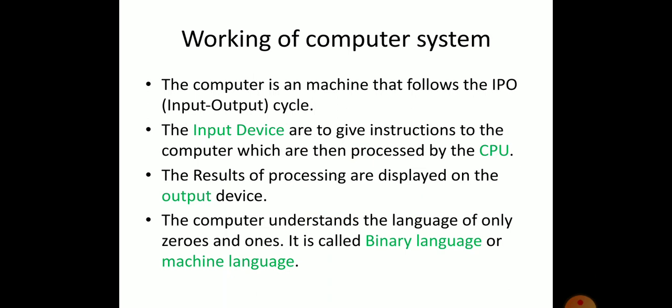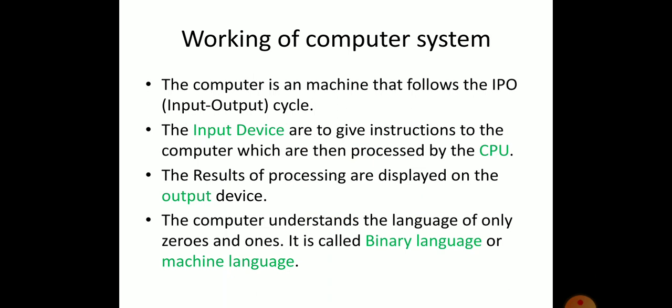The computer is a machine that follows the IPO cycle, that is, the input-output cycle. The input devices give instructions to the computer, which are then processed by the CPU, and the results of processing are displayed on the output device.